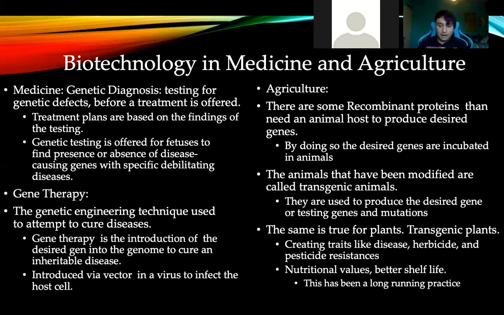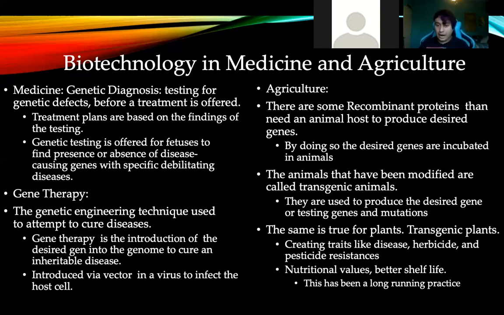Okay, biotechnology in the medical and agricultural fields. Medicine. In the medical field, we now have a process called genetic diagnosis, which is testing for genetic defects before treatment is offered. This is good because treatment plans can be based off the findings, and genetic testing is offered to fetuses to find any presence or absence of disease-causing genes with specific debilitating diseases. After that is gene therapy, a genetic engineering technique used to attempt to cure diseases. Gene therapy is the introduction of a desired gene into the genome to attempt to cure an inheritable disease, introduced via a vector in a virus to infect the host cell.